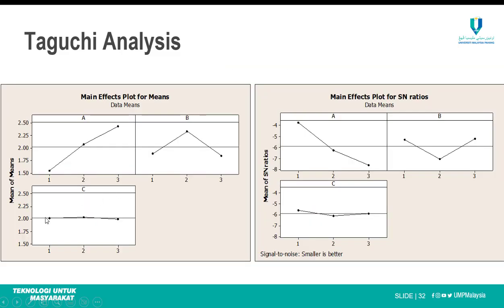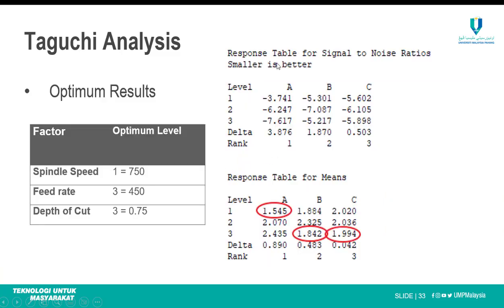As I mentioned, if we are not sure, for example for parameter B, which one is better, level 1 or level 3, we can look at the output here, the response table for the mean. For A, level 1 is obviously the best, the minimum one, compared with level 2 at 2 point something and level 3 at 2 point something. So level 1 is the best.